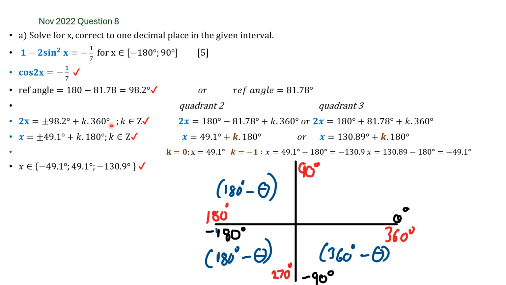X then, if we divide by 2 in everything, 98,2 divided by 2 would give me 49,1. 360 divided by 2 gives me 180. Right? If I put in 0 there, I have 49,1 or negative 49,1. If I put in minus 1, I can say minus 180 plus 49,1 would give me minus 130,9. So those are the three that fall in that interval, negative 180 degrees to 90 degrees.